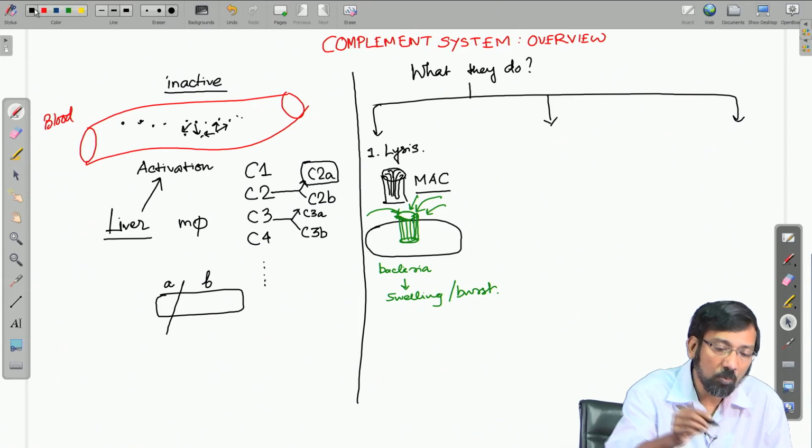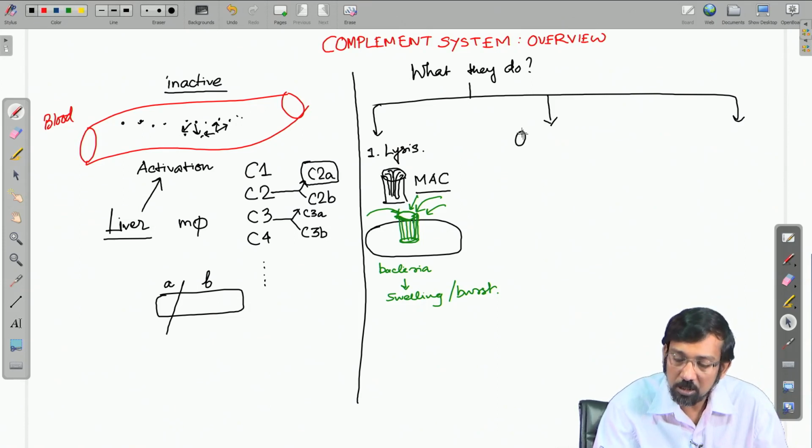A second way the complement proteins act is known as opsonization.